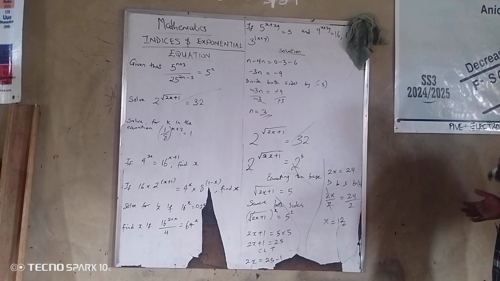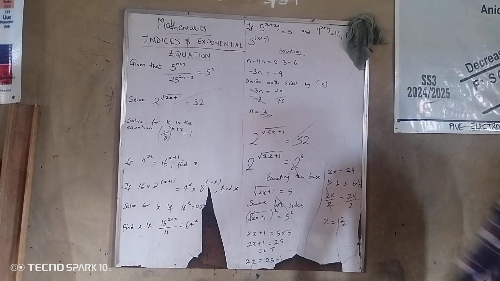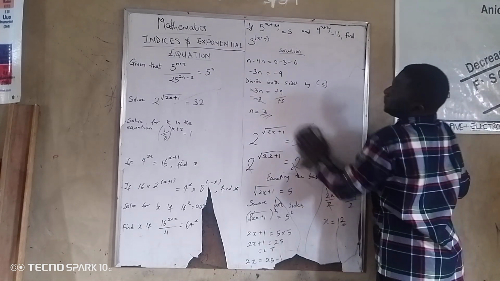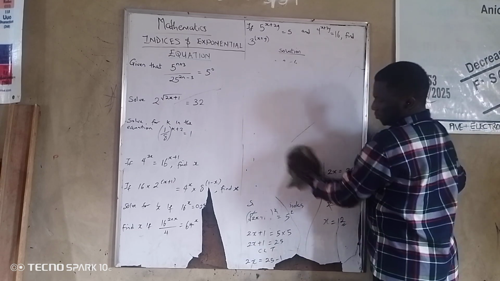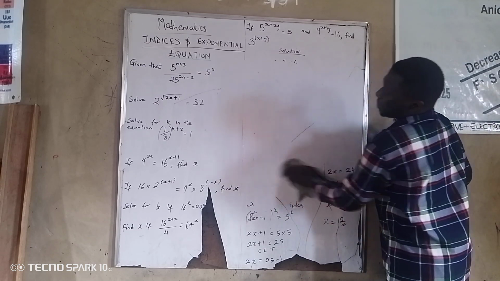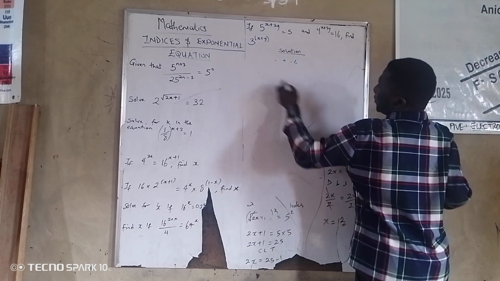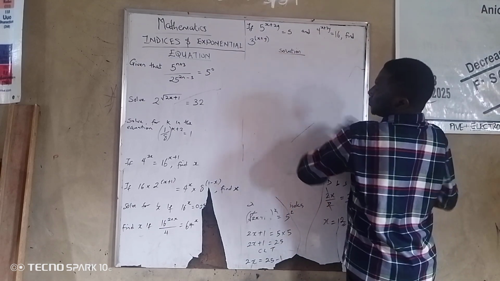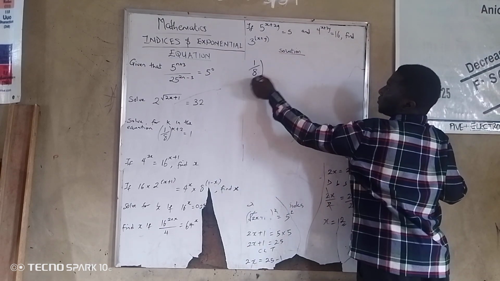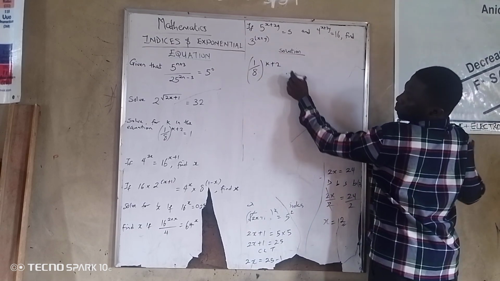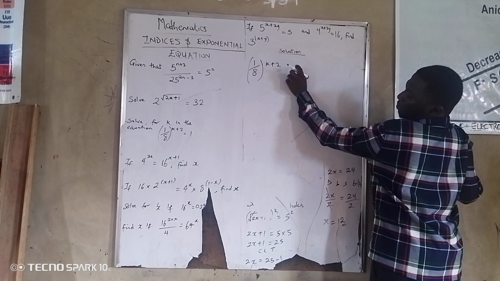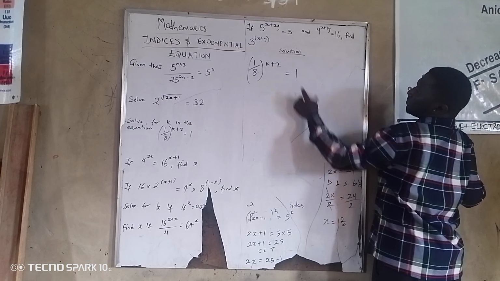Alright, so x is 12 in that question. We can move to the next one. The next question says we should solve for k in this equation: 1 over 8, raised to the power k plus 2, is equal to 1.